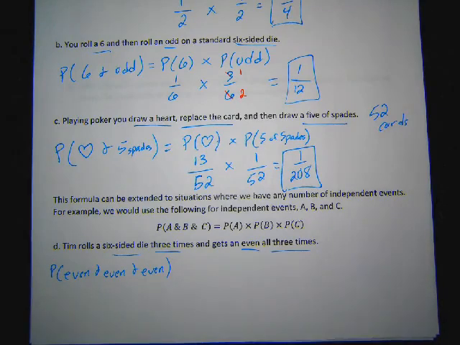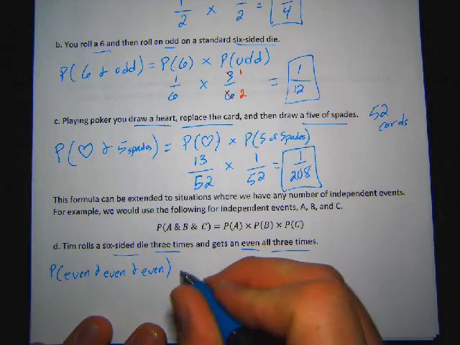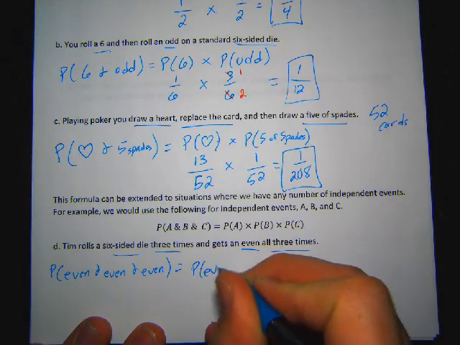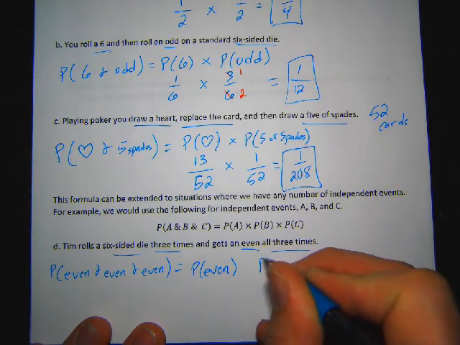That's what that means, right? Even, and even. I need all 3 evens. Again, what I'm going to do, I'm just going to find the probability of each one. So probability of even each time, and then just multiply those together.